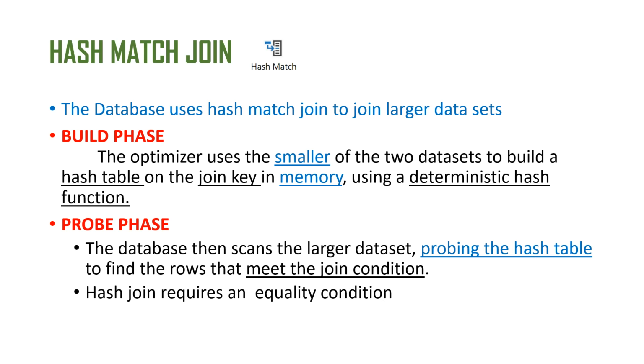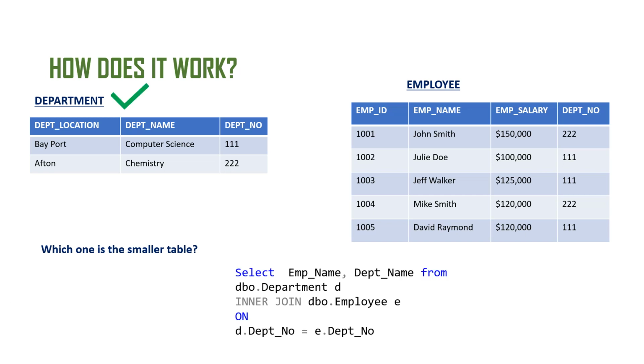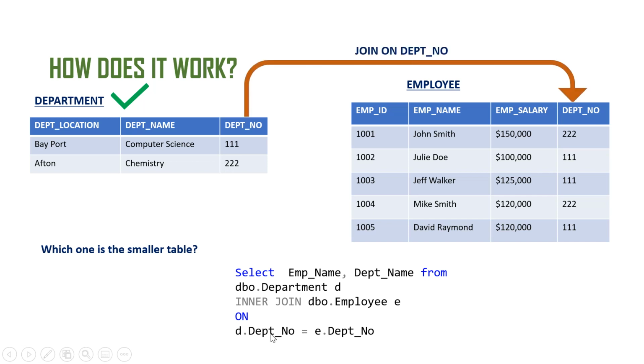So let's see what it actually means with an example. I have two tables, the department and the employee table. Which one is the smaller table? Because that is going to be in our build phase. So this department table is going to be in our build phase. If I execute a query like selecting the employee name and the department name from the department inner joined with employee, joining on the department number.